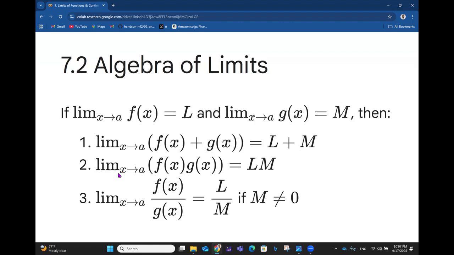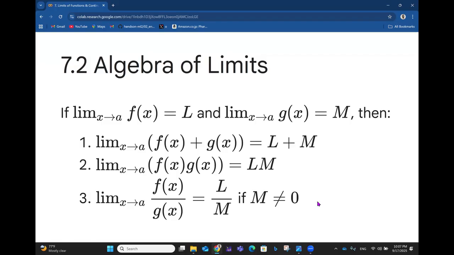And then the limit of f of x times g of x as x approaches a is equal to Lm. That means the limit of the product of two functions is the product of their individual limits, as you can see. Then we have the same for the quotient. The limit of f of x over g of x as x approaches a is equal to L over m. Of course, that limit m must not be equal to 0.